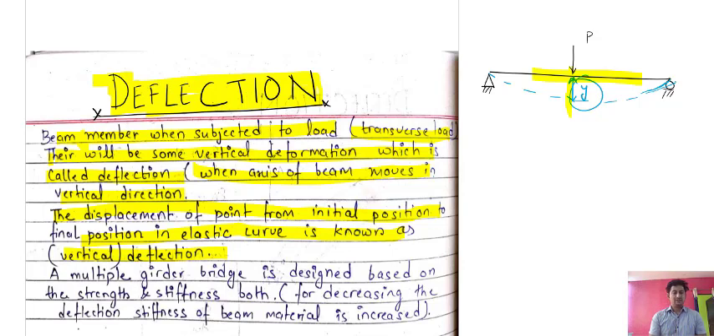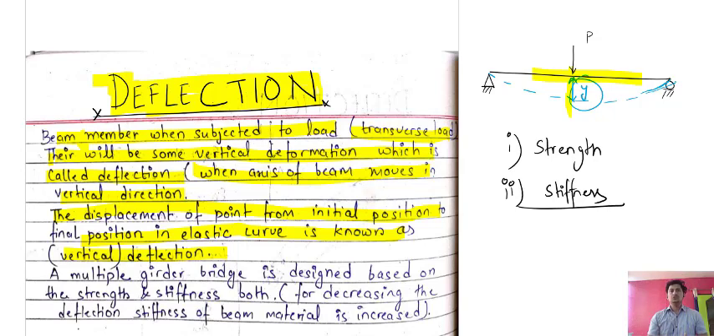Now, when you are designing any structure, first of all you have to see two criteria. One is the strength criteria. The second one is the stiffness criteria. So these two criteria are the main things that you need to consider when you are designing any structure.